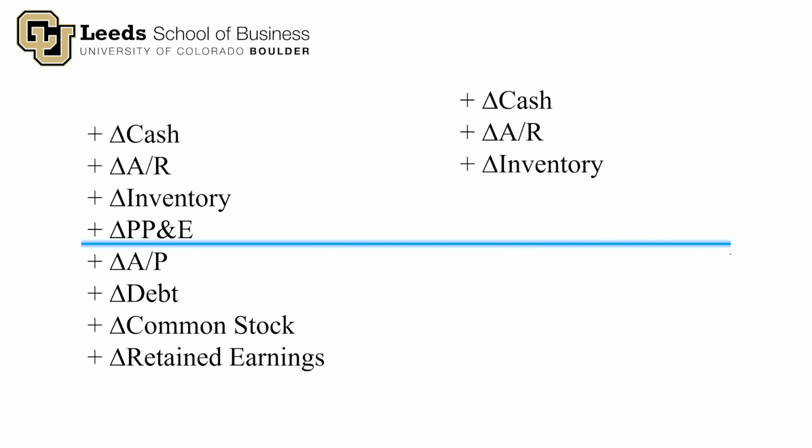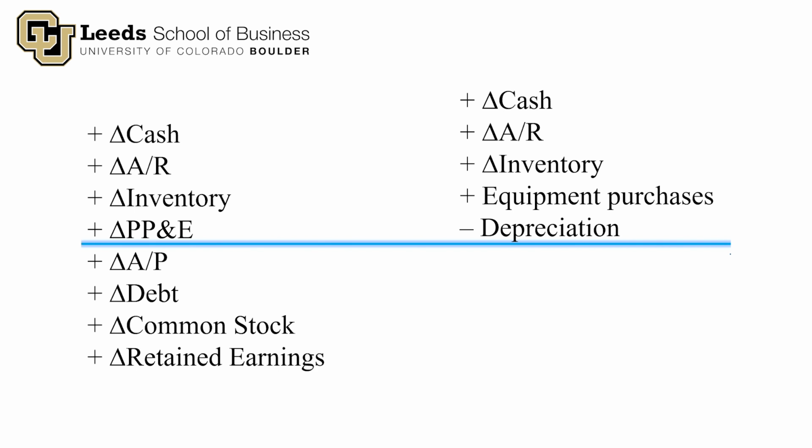So here I'm going to decompose the change of PP&E into equipment purchases, and you can think of that as net equipment purchases, like maybe we purchased some equipment and sold some equipment. We're going to add just the net equipment purchases there, and we'll subtract the depreciation expense for the year.